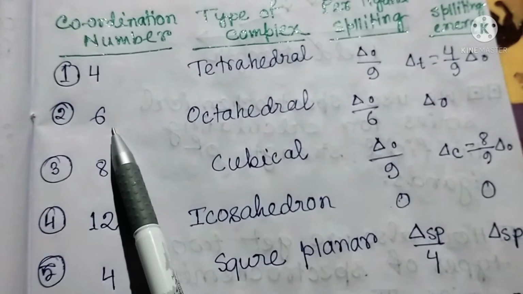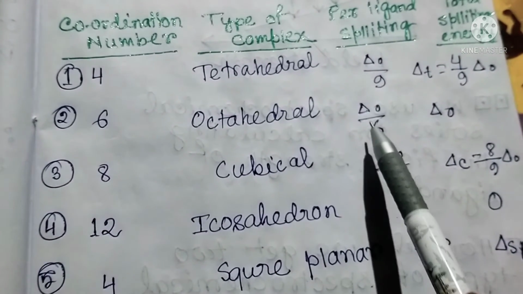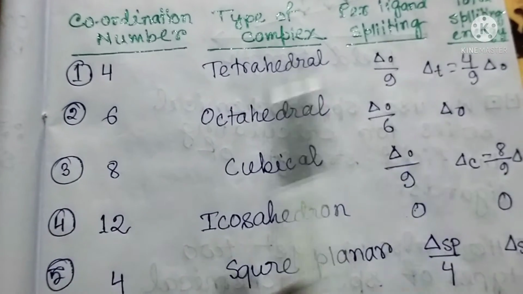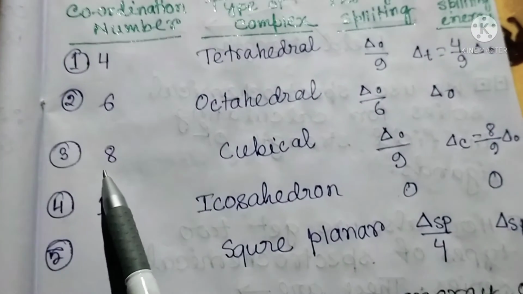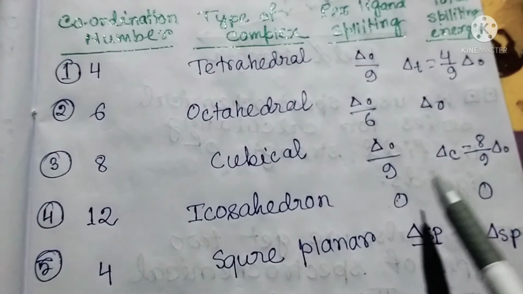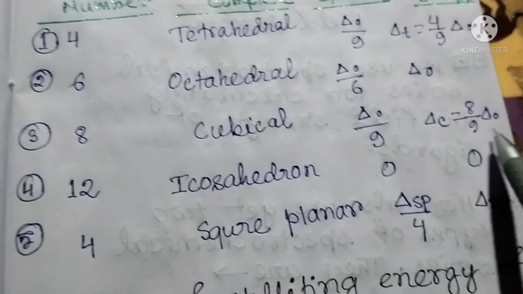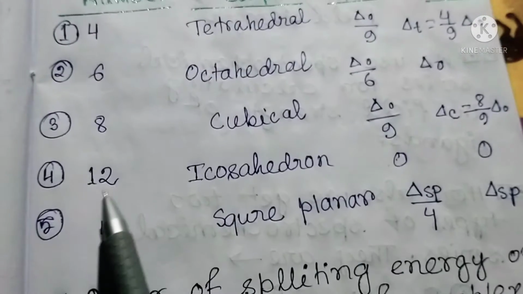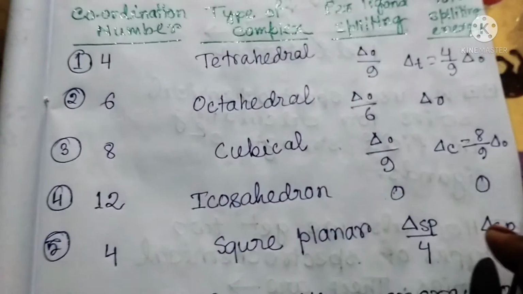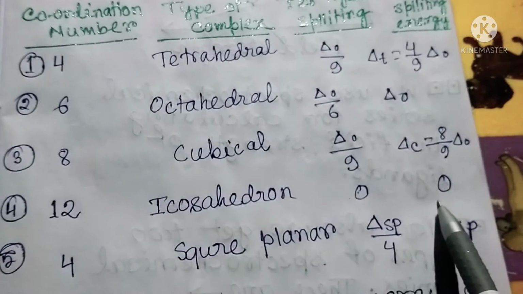Next, when coordination number is 6, type of complex is octahedral, per ligand splitting is delta O by 6, and total splitting energy is delta O. When coordination number is 8, type of complex is cubical, per ligand splitting is delta O by 9, and total splitting energy is delta C equal to 8 by 9 delta O. Now, when coordination number is 12 and the type of complex is icosahedral, then per ligand splitting is 0 and total splitting energy is also 0.